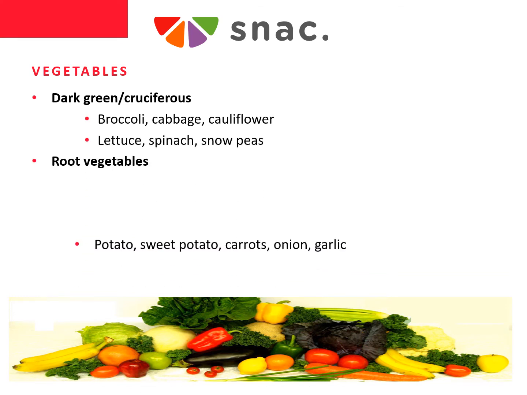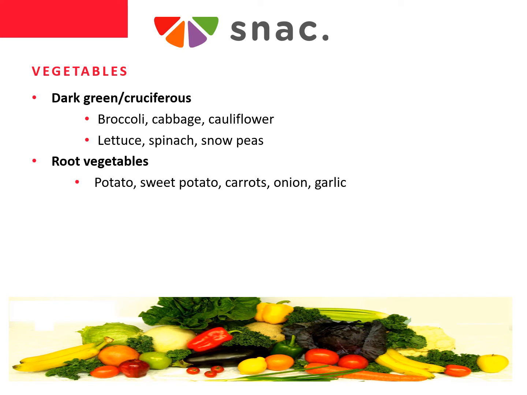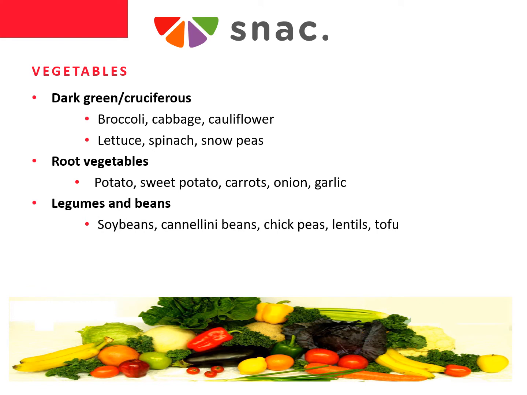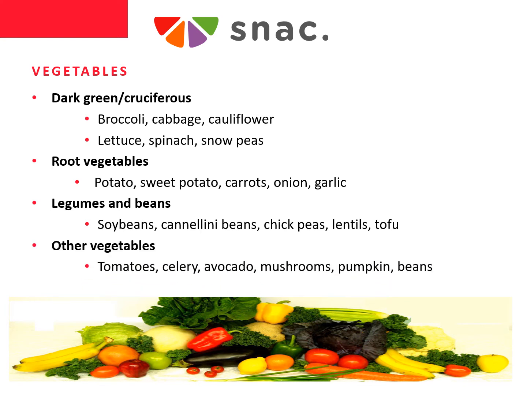Our root vegetables include potatoes, carrots and onions. Legumes and beans, as well as appearing in the meat and meat alternatives, can also be classed as a vegetable and include things like chickpeas and lentils. And then we have other vegetables such as tomatoes, celery, avocado, mushrooms, pumpkin and beans.